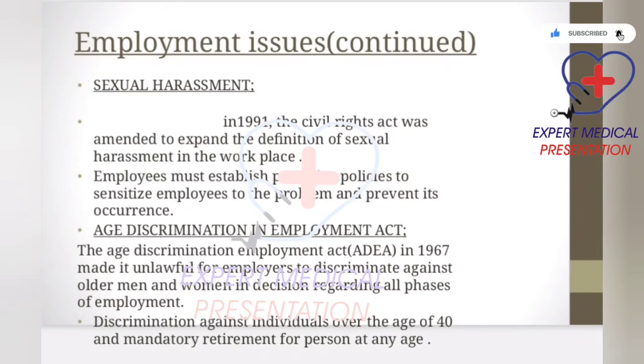Employment issues continued. Sexual harassment. In 1991, the Civil Rights Act was amended to expand the definition of sexual harassment in the workplace. Employers must establish proactive policies to sensitize employees to the problem and prevent its occurrence. Age Discrimination in Employment Act. The Age Discrimination in Employment Act, ADEA, in 1967 made it unlawful for employers to discriminate against older men and women in decisions regarding all phases of employment. Discrimination against individuals over the age of 40 and mandatory retirement for a person at any age.